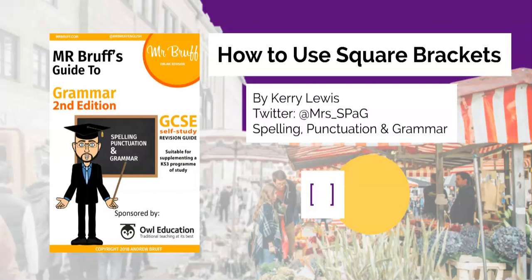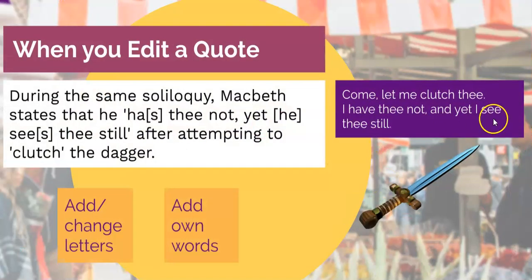Today I'm going to talk about square brackets. We're going to look at a grade 9 example of quoting, and I'd like to thank Erin for giving me permission to use her work. Erin quotes from this part of Macbeth, which is when Macbeth is talking to the dagger that he sees before him. "Come, let me clutch thee, I have thee not, and yet I see thee still."